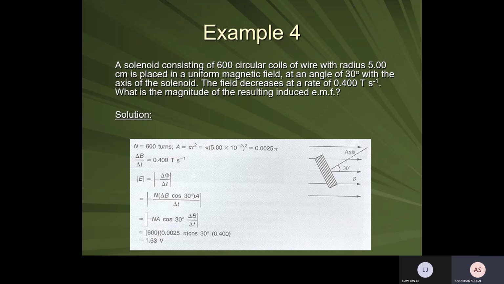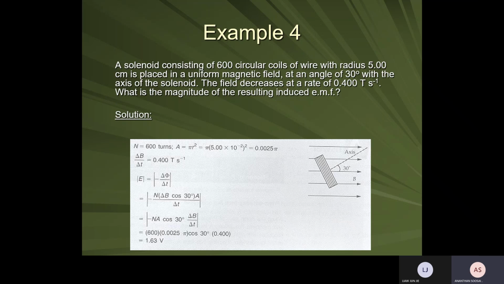A solenoid has 600 turns and a radius of 5 centimeters. A uniform magnetic field is at an angle of 30 degrees to the axis of the solenoid, and the field decreases. So now, they never rotate the coil. The flux is changed by changing the B. The field decreases at a rate of 0.4 tesla per second. The coil is fixed and the field strength changes, so the flux is changing.